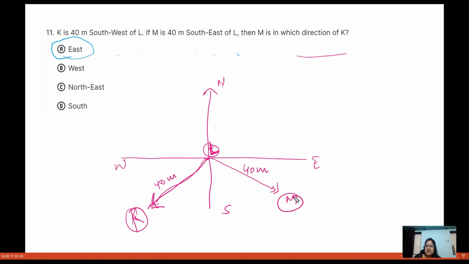So M is facing here, K is facing here. It is asking M is in which direction of K. So this will be 45 degree and this will be 45 degree. Now this is towards the east.